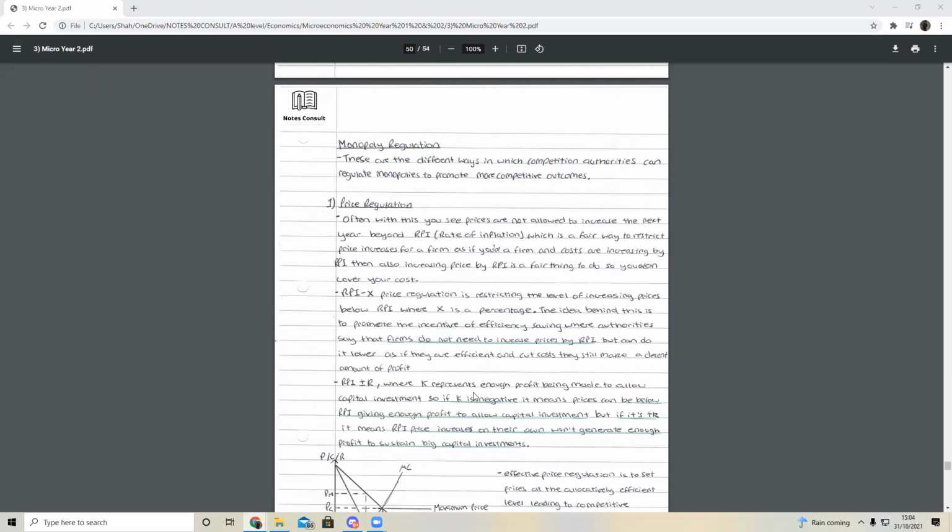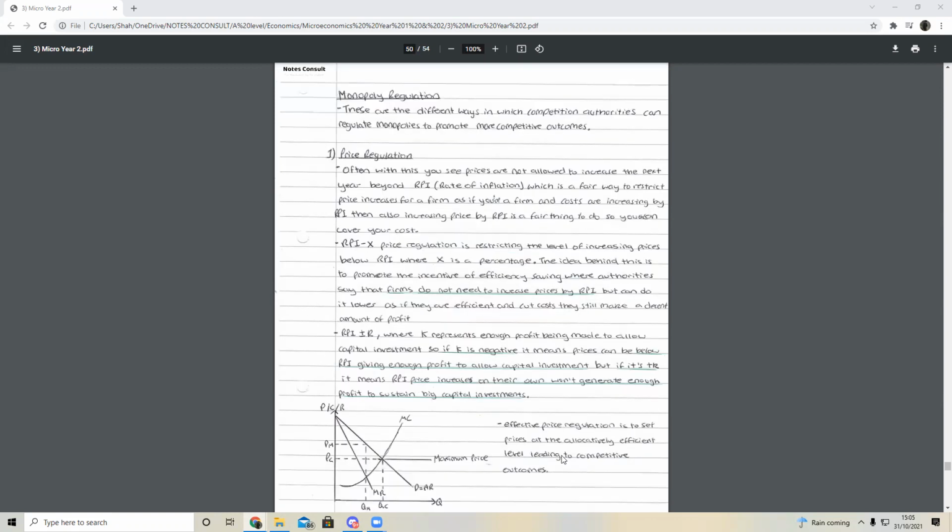I was trying to find out what K is real quick yesterday, but I forgot what K is. K represents enough profit being made to allow capital investment. So if K is negative, it means prices can be below RPI, giving enough profit to allow capital investment. But if it's plus K, it means RPI price increases on their own won't generate enough profit to sustain big capital investments. It's a bit confusing. Yeah, I didn't really get that. Honestly, I'll just memorize it, because it doesn't really make sense. Yeah, screenshot that.